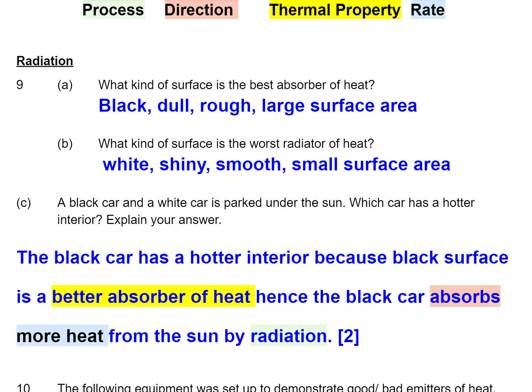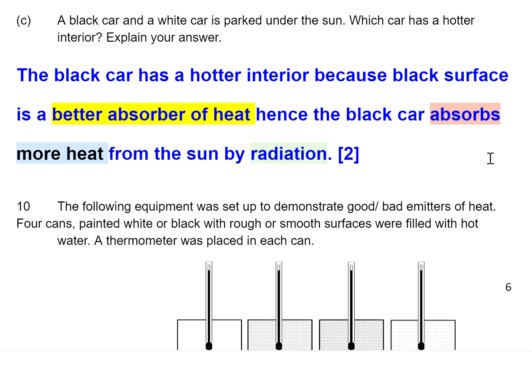So let's get started. The first question, I don't think I need to say very much. By now, you should know that the best absorber of heat, the best emitter, the best radiator, they all have the same property: black, dull, rough, and large surface area. The worst radiator, which is also the worst emitter, they all have the same property of being white or light color, shiny, small surface area.